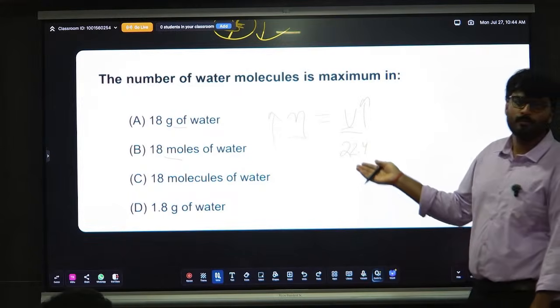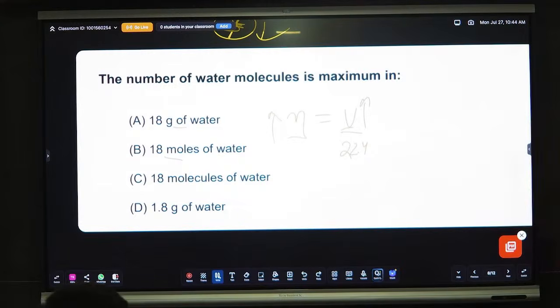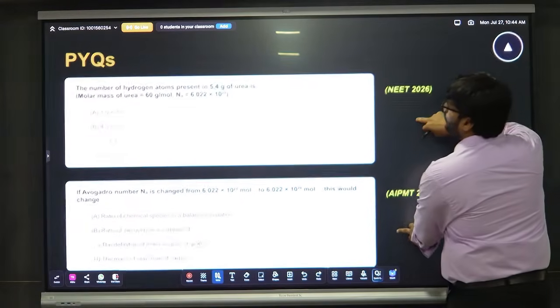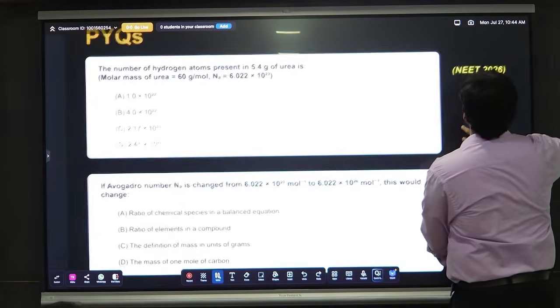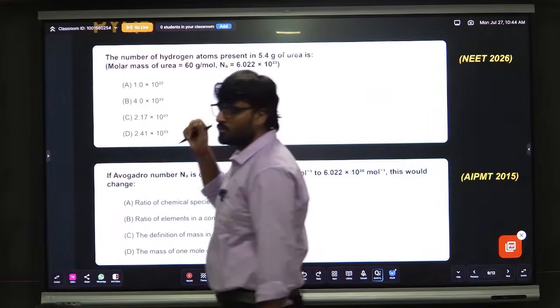So you can convert it, or should I solve it step by step? Should I move forward? Very good. Okay, this is a good question. This year in NEET it was asked. Try it.